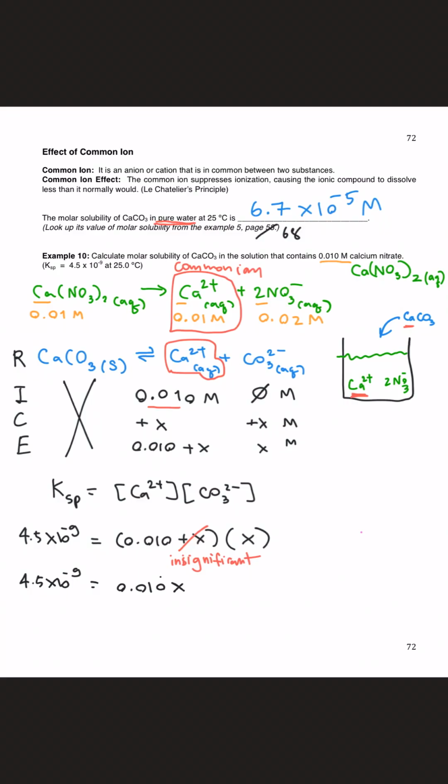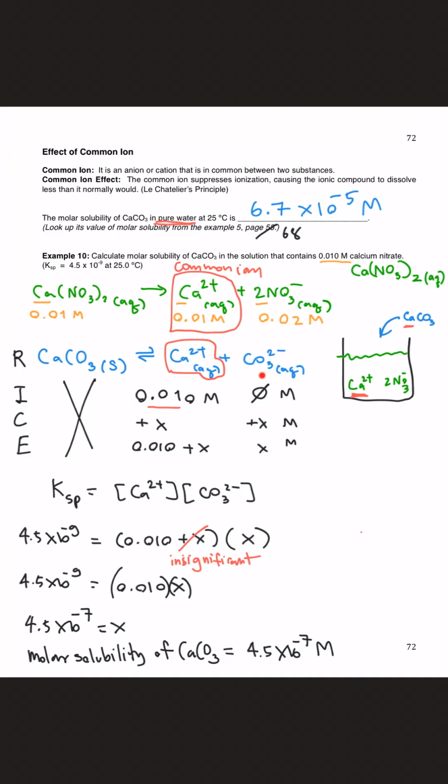Because this is multiplied by x, you get that times x, and divide both sides by 0.01. You're going to get x equal to 4.5 times 10 to negative 7. This x is what is called molar solubility, which represents the concentration of the carbonate ion at equilibrium. It represents how much calcium carbonate can dissolve until it has reached equilibrium, right?